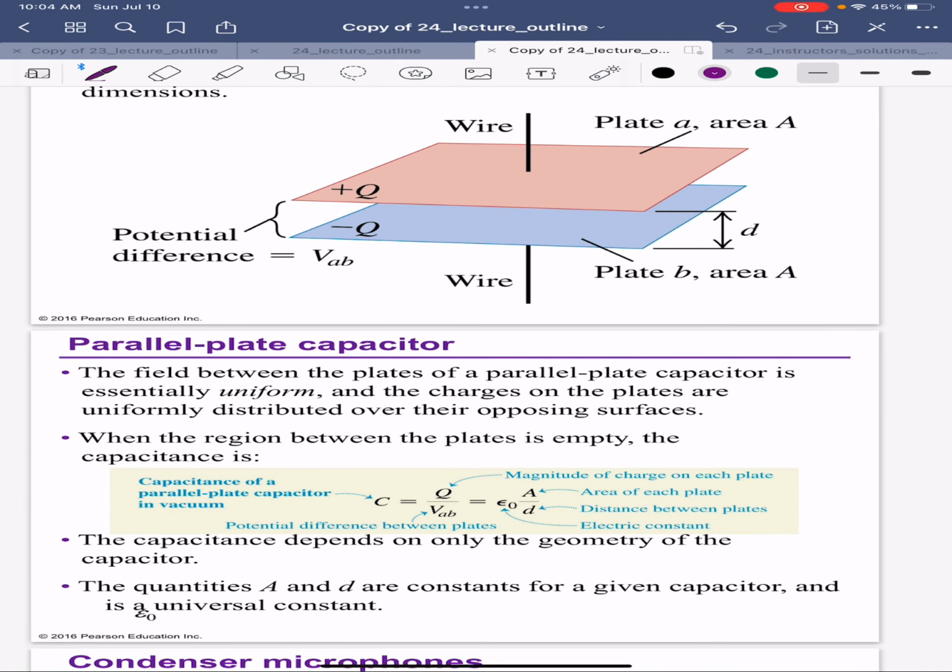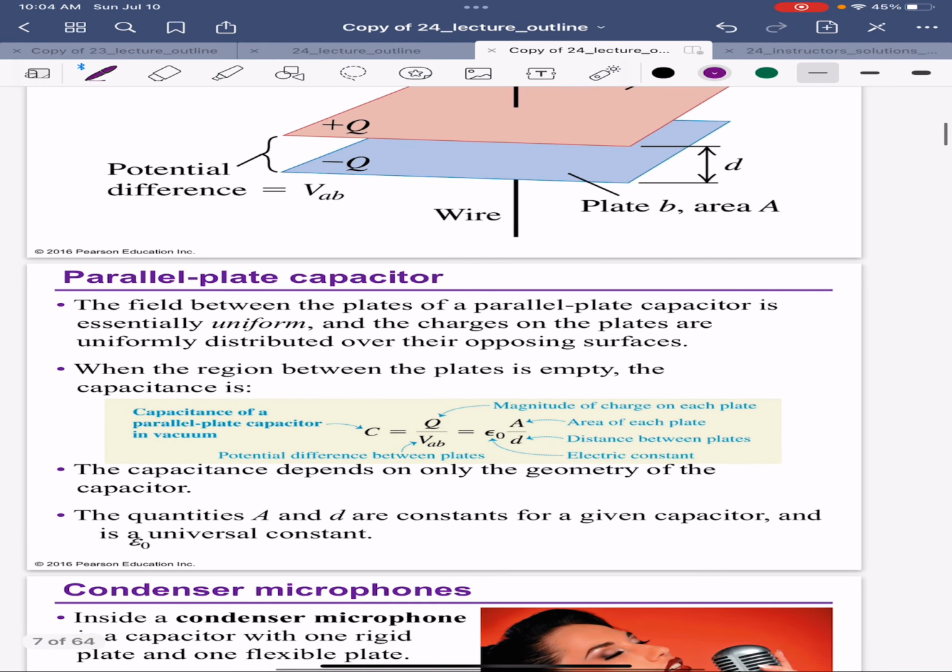Now, we know from previous chapters that the field between the plates of a parallel plate capacitor is uniform, and the charges are uniformly distributed over their opposing surfaces. And when the region between the plates doesn't have any dielectric, meaning it's vacuum, we have C equals Q divided by VAB, and the capacitance is just the electric constant epsilon 0 multiplied by A over D.